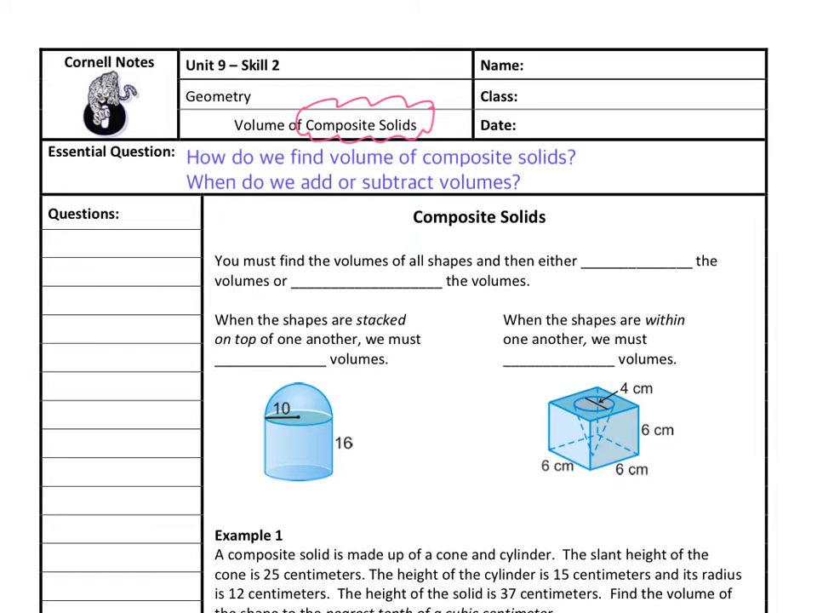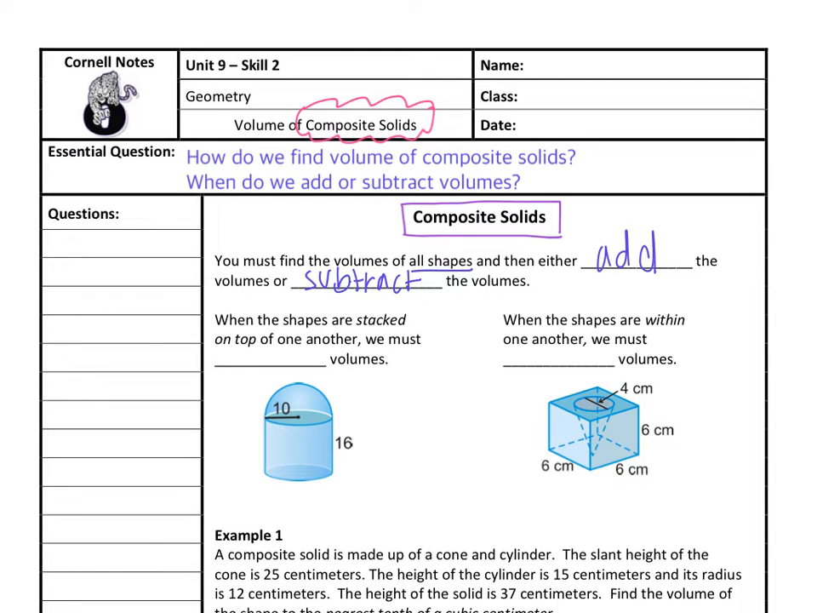So after you've had that copied down, like I said, our focus for today is going to be all about composite solids. And composite solids are when you have one or more shapes put together in some sort of way. So our steps here are going to be that you first must find the volume of all the shapes. So that's always step one. And then you're either going to add the volumes or subtract the volumes.